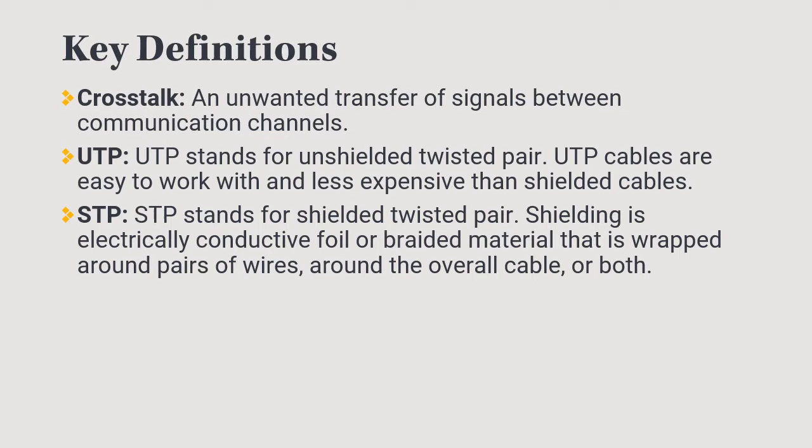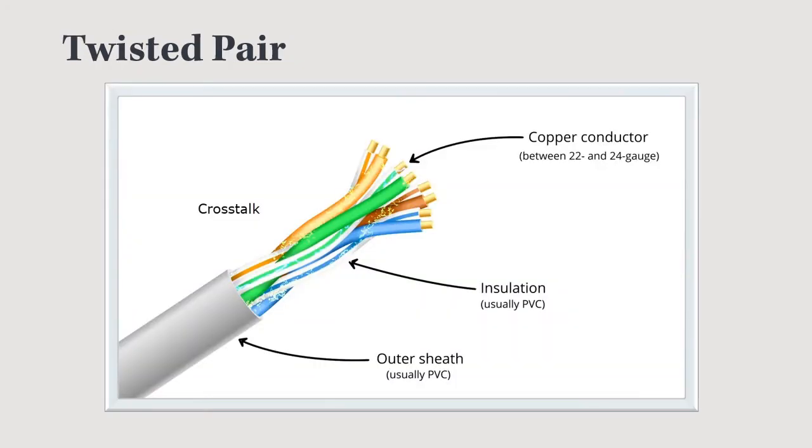STP stands for shielded twisted pair. In shielded twisted pair, we can have some sort of foil or braided metal sleeve that goes around the entire cable, and that would protect the cable from EMI. Or we can even have an additional foil or shielding around each individual pair of twisted wires, and that would help to eliminate or reduce some of the crosstalk in the cable.